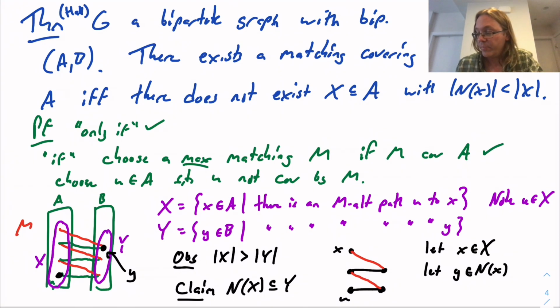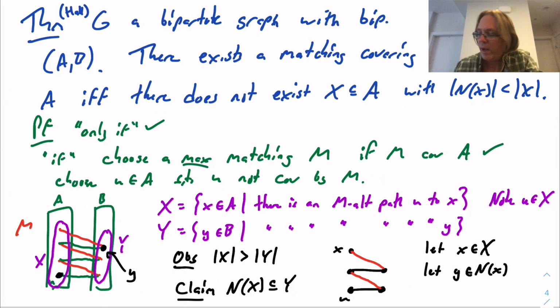x is some vertex in my set X, and that means that there's an M alternating path that starts at U and goes to that vertex x. Since we already know this works for U, I want to think about another vertex. If I'm taking another vertex and I look at some alternating path that starts at U and ends at x, that last edge that we come in on is going to be an edge in the matching, right? So now I'm claiming that this vertex y that's a neighbor of x is in my set capital Y.